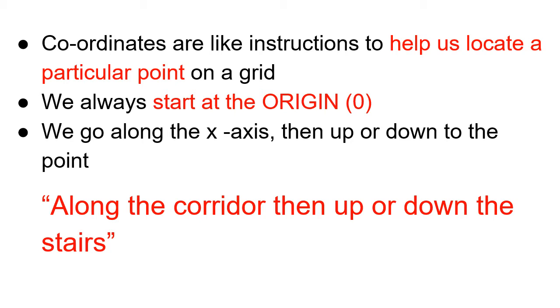The rule, and you may have heard this before, is that we go along the corridor and then up or down the stairs. So what I'd like you to do is write down that bit which says along the corridor, then up and down the stairs. What it means is that when you give a coordinate, you always give the x coordinate first and the y coordinate second. So you go left or right first, and then you go up or down. It's always x first, then y.